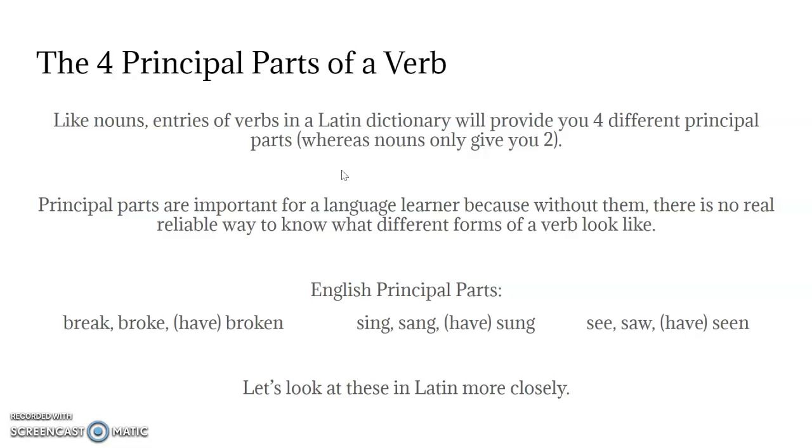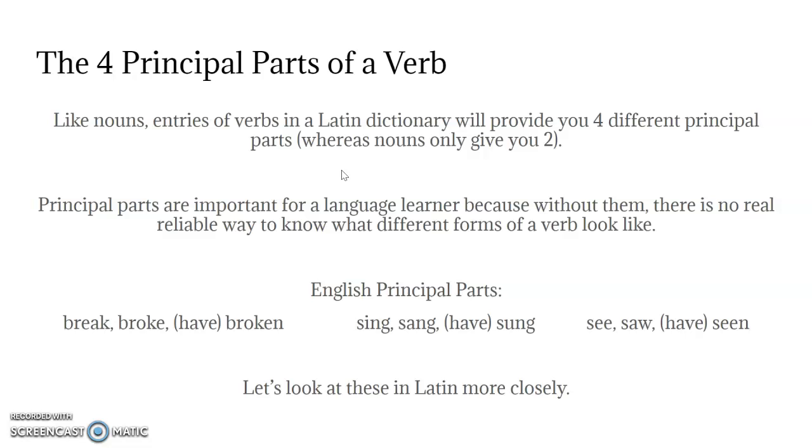I have here some examples of the principal parts for different English verbs, as they would be listed in a dictionary made for people learning English. Let's start with the verb break. In the present tense, we say break, like I break a bone. In the past tense, it becomes broke. How would you know that? You wouldn't. We could say he braked, and you would kind of know what that meant, but it would sound wrong.